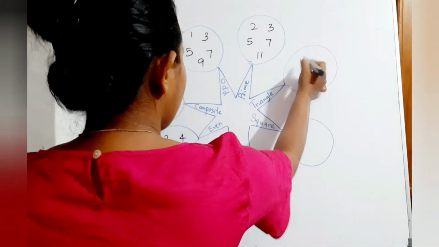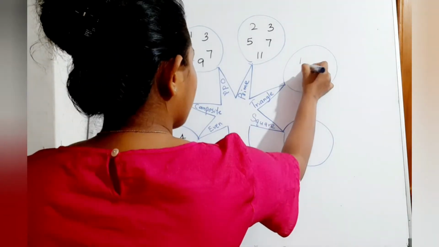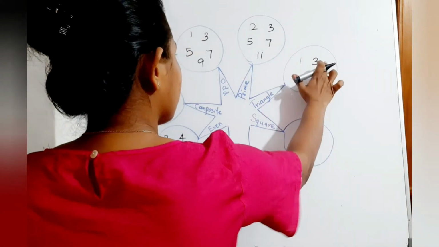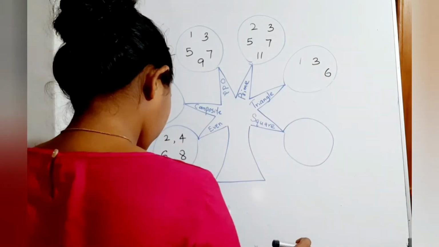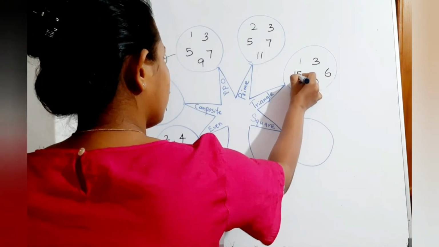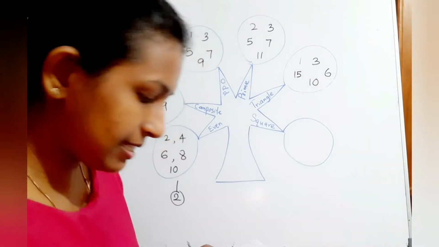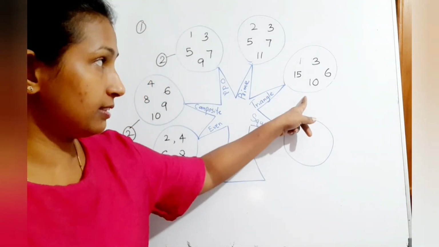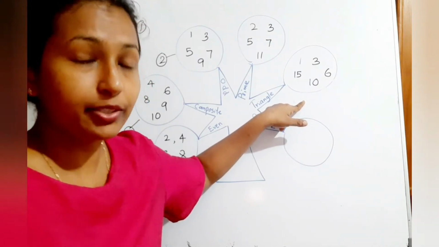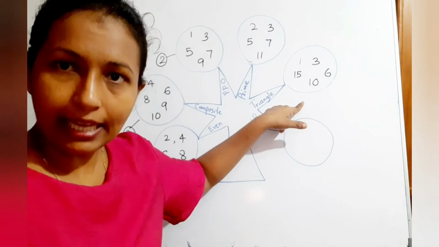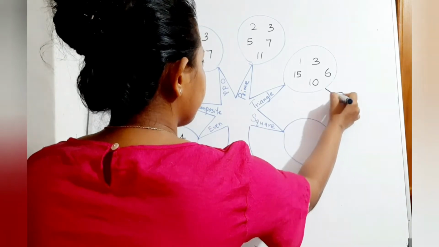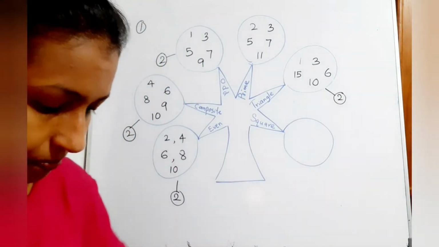You can write 1, 3, 6, 10, 15. 1, 3, 6, 10, 15. In addition to that, you can write 21 and 28. 21 and 28 are also triangular numbers. You can write any numbers out of them. If you have written it, you will be given 2 marks.